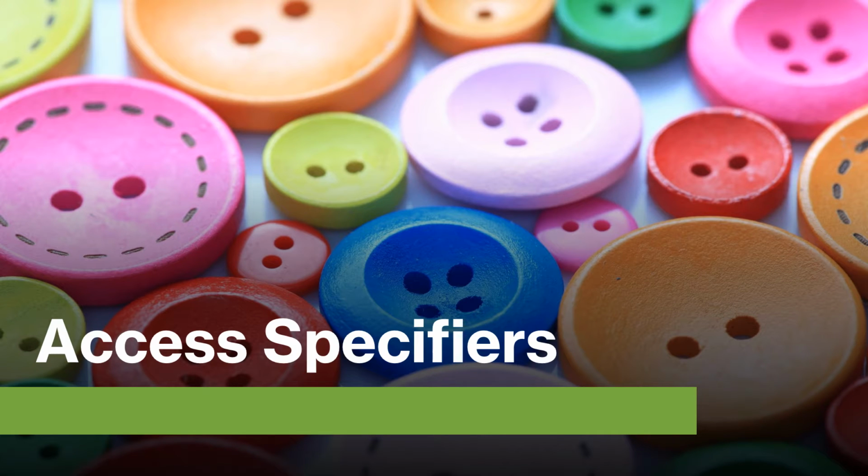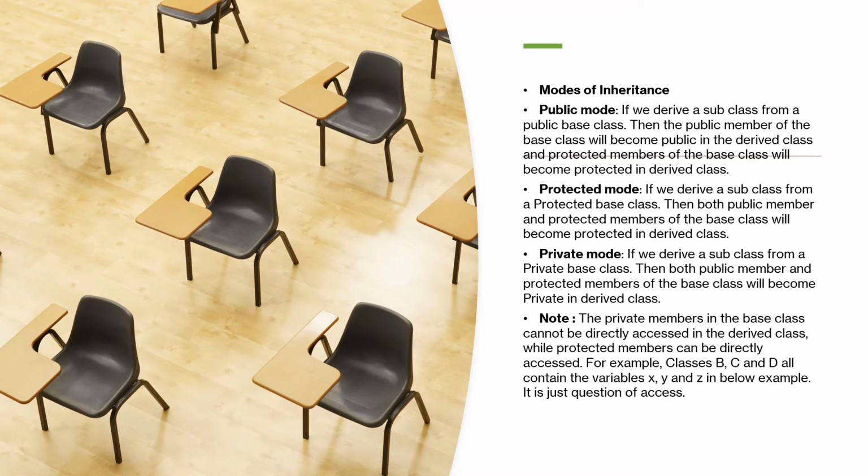Hello students. In this video, we will discuss access specifiers which are used in C++. There are a total of three modes of access specifiers: public access specifier, protected access specifier and private access specifier.